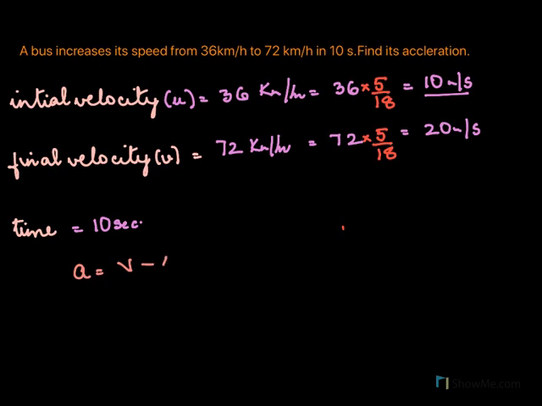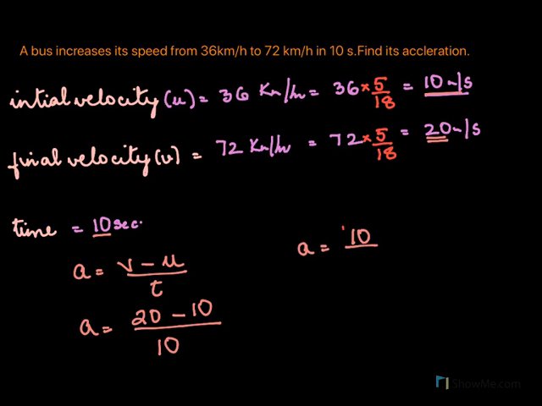To find acceleration, we know acceleration equal to v minus u over t. So acceleration equal to v is 20, that's the final velocity, u is the initial velocity, that is 10, over time is 10 seconds. So acceleration is 10 over 10, and acceleration is 1.